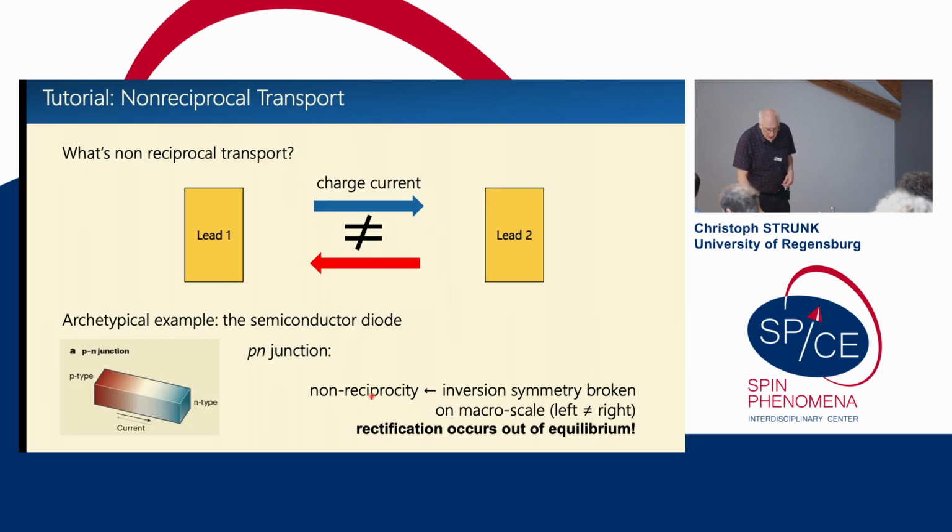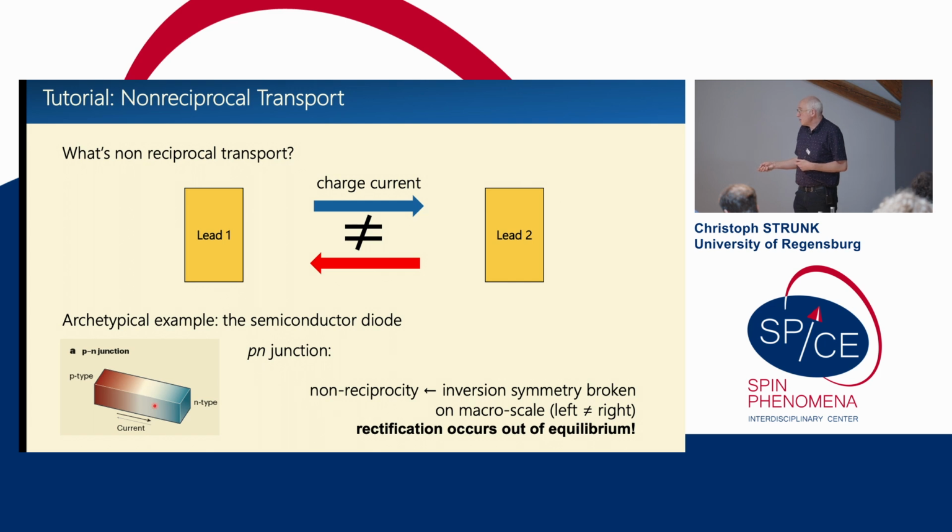So after this, let me approach more the topic: what is non-reciprocal transport? What we call non-reciprocal is the fact that we can have a current where the magnitude depends on the sign of the bias. So if we have here such a semiconductor diode as the archetype, you know that there are p-n junctions, and for forward bias, you get a bigger current than for reverse bias, where the diode largely blocks the current.